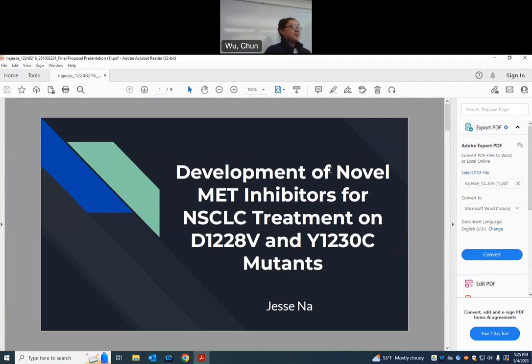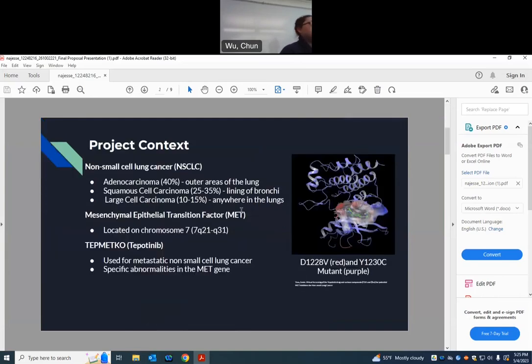All right, so my presentation is on developing some drug candidates for the MET inhibitors for the treatment of NSCLC, and those are my two mutants that I'm going to be targeting. So NSCLC is a lung cancer where there's an abnormal growth of cells in the tissues of the lung. It's categorized into 3 different types of lung cancer, and it's based on what type of cells it's targeting.